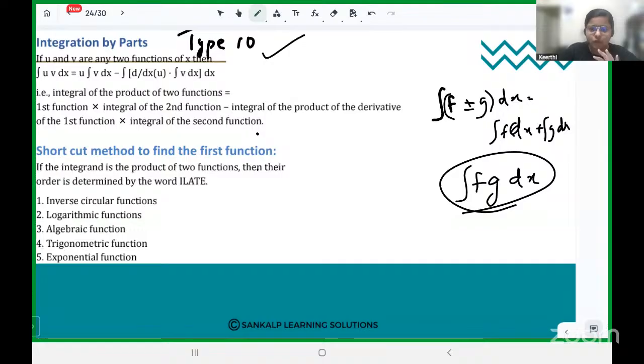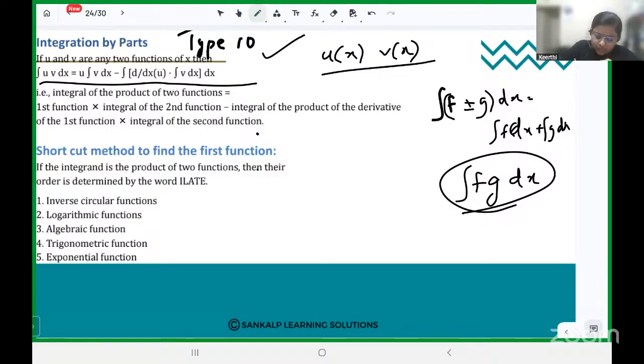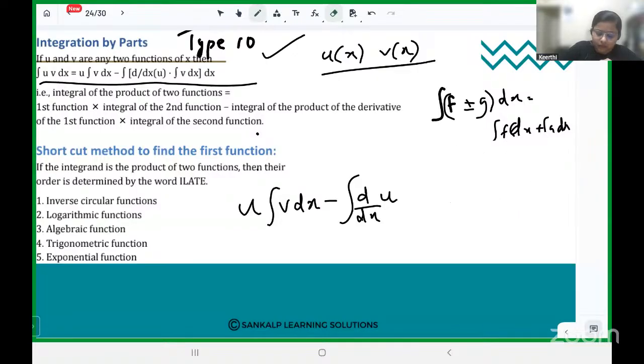Okay. So if you are given two functions u of x and v of x, then the product rule is like this. That is, integral u into v dx is equal to u into integral v dx minus integral of derivative of u into integral of v dx. Okay, so this is the product rule.